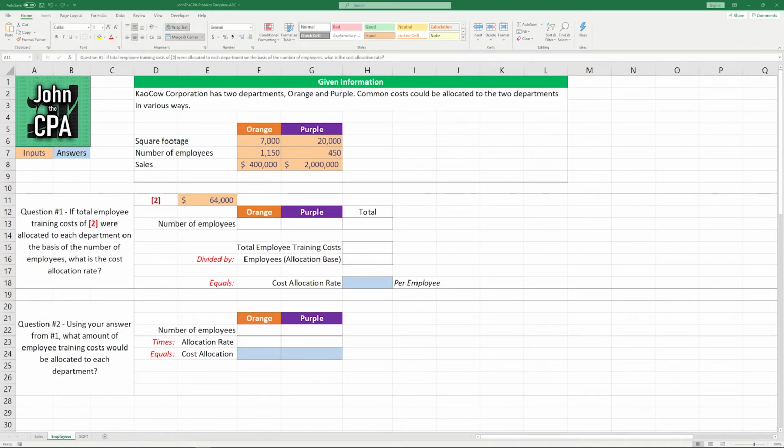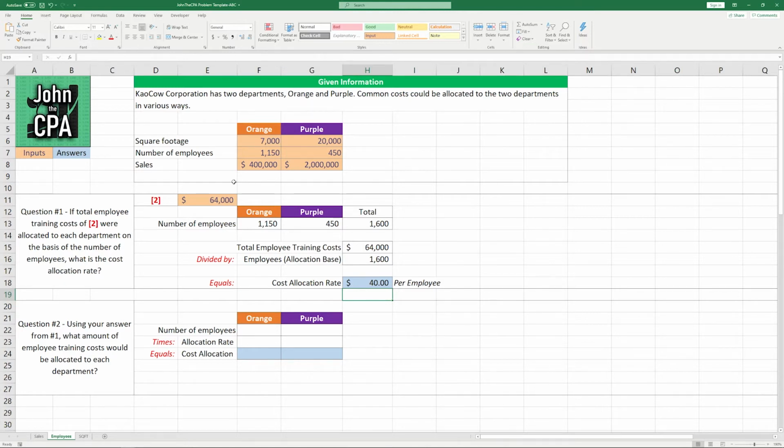All right, let's look at the same type of question for employee training costs. So question number 1 here, if total employee training costs of $64,000 were allocated to each department on the basis of the number of employees, these numbers right here, what is the cost allocation rate? So we're going to do the same thing as before. We're going to take the number of employees in each department and add them together to get a total number of employees of 1,600 for the entire company. The total training cost that we're given in the problem is $64,000. So we get a cost allocation rate of $40. Employee training costs are going to be roughly $40 per employee.